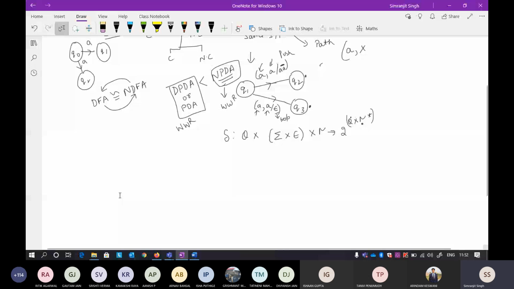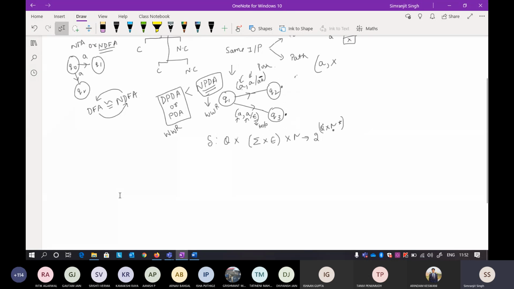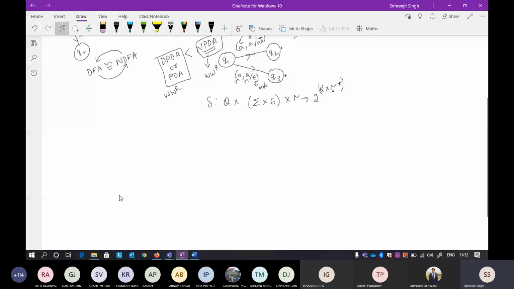So now, just get to the automata. I will show you how it is actually working. First of all, keep in mind that there will be two possibilities.